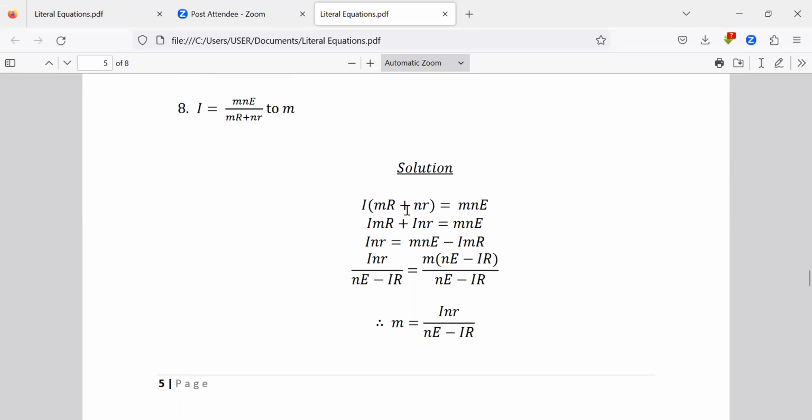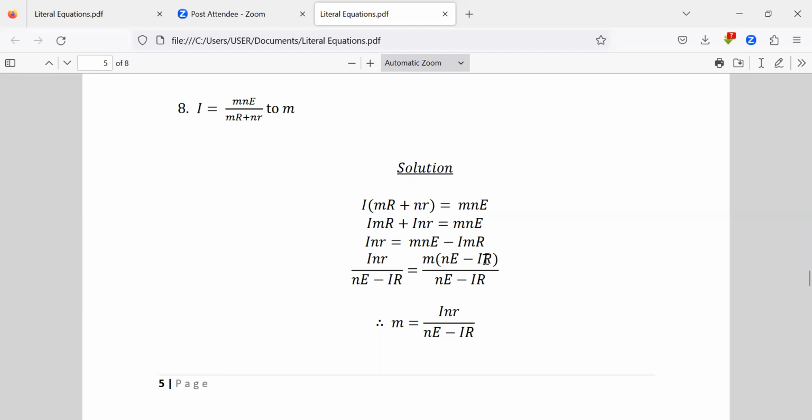We then expand the bracket. So I times everything that we have in the bracket will give us this on the left-hand side. We now rearrange to get all the terms containing m. And when we do that, we get this step. So we have our m here, we have our m there. The next step is that we factorize our m out.